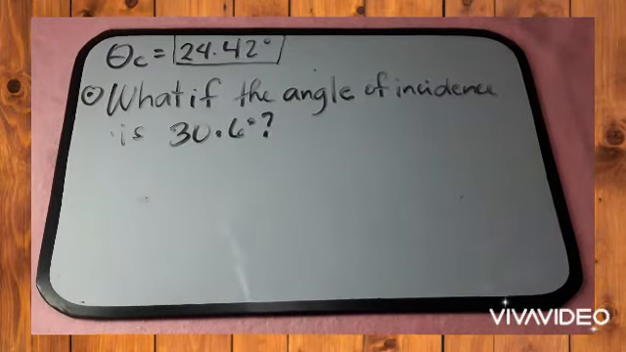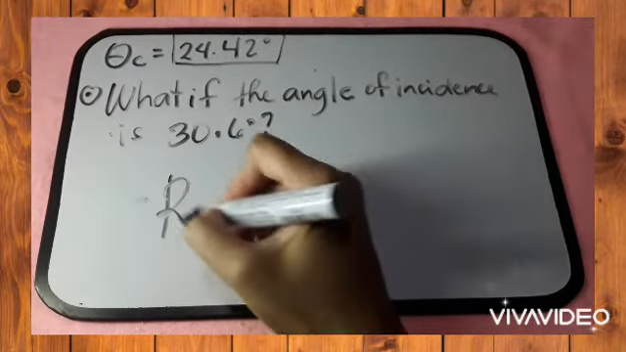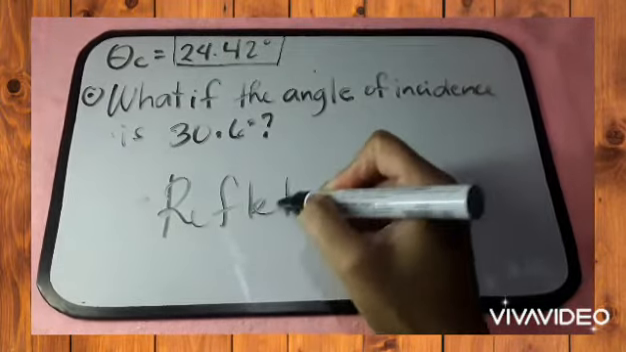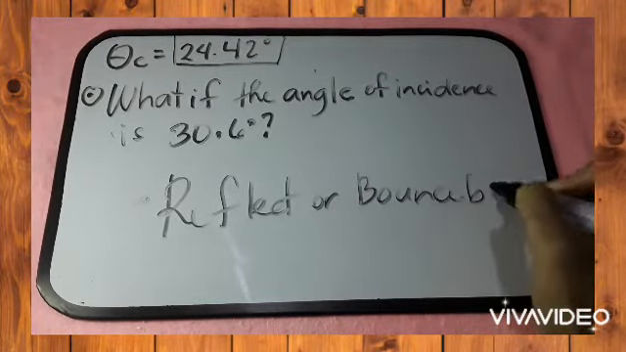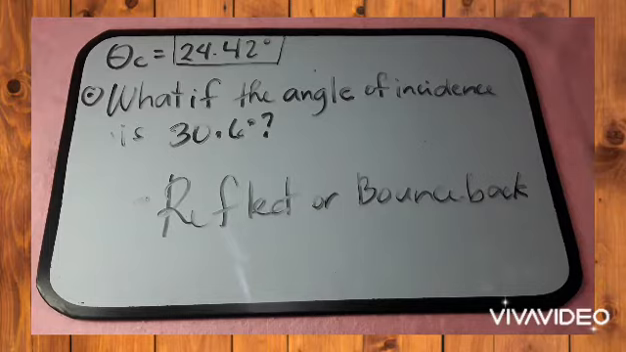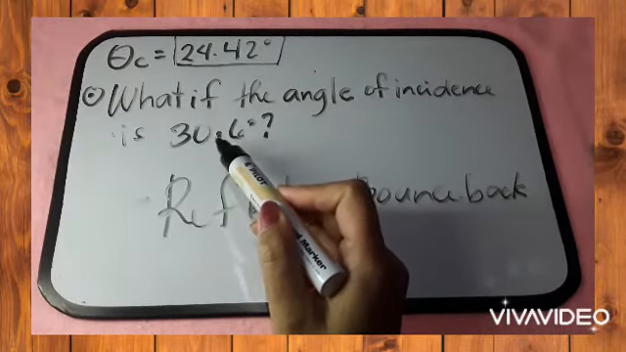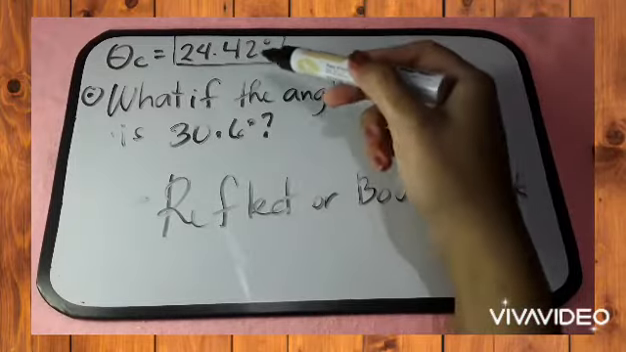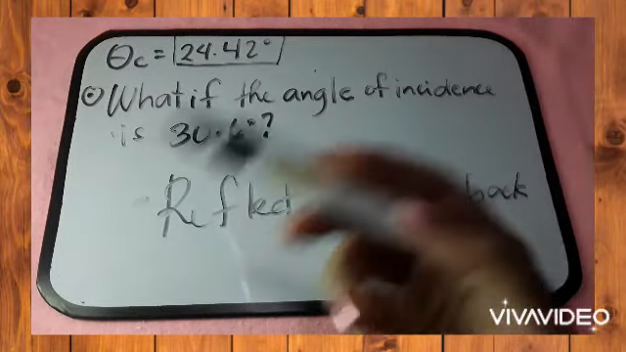Okay, next question is, what if the angle of incidence is 30.6 degrees? So what will happen to the light? The light will actually reflect, or it will bounce back. Why? Because 30.6 degrees is above the critical angle, which has a value of 24.42 degrees.